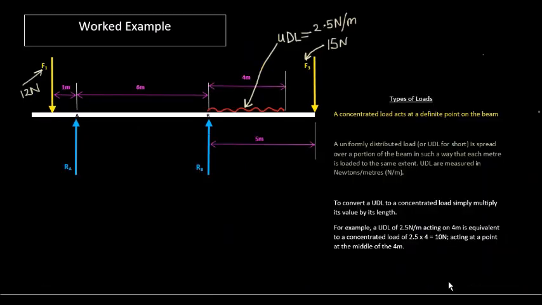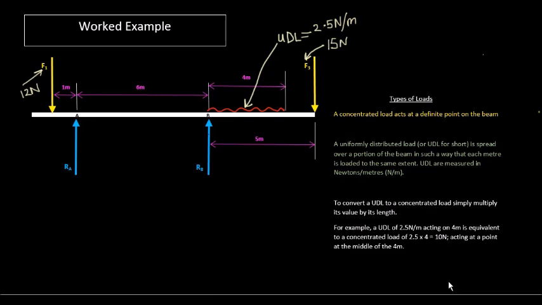Now this is another example. It has a different kind of force, and you have your concentrated forces F1 and F2, in yellow, but you also have a force in red, which is called the uniformly distributed load. It's not acting at a single point, it's spread across a distance.